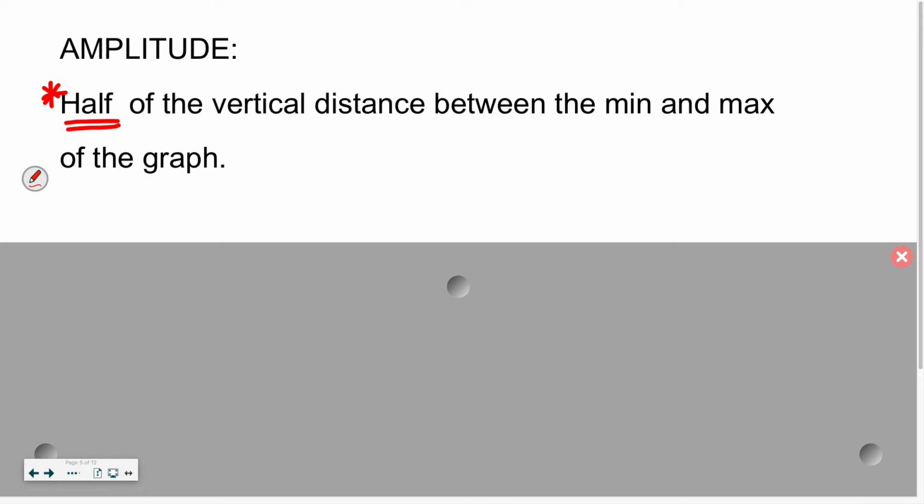So when you're trying to see an amplitude on a graph, you don't actually want to ask what's the distance between the min and the max. If you did that, you would have to divide it by 2. You're really looking at the distance from the middle of the graph to the maximum, or the middle of the graph to the minimum.